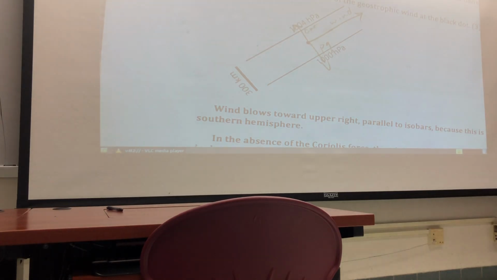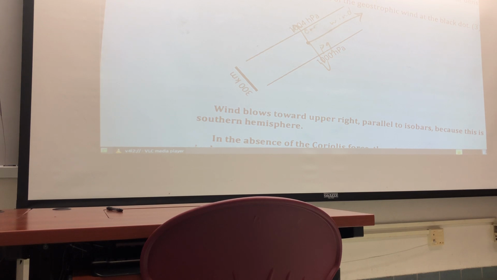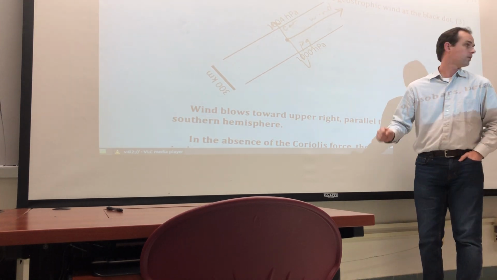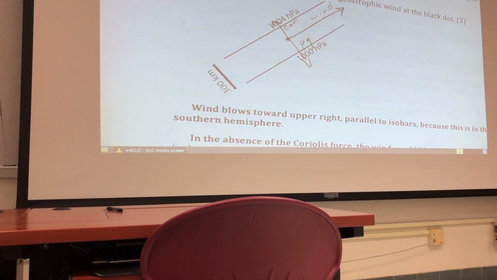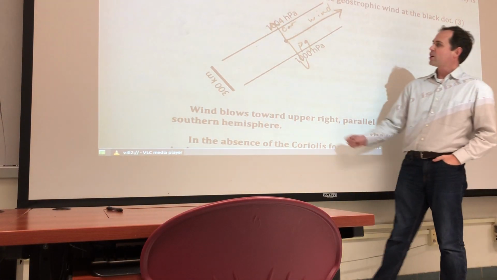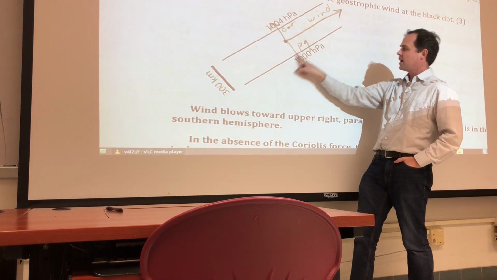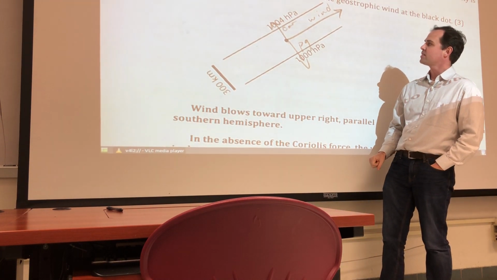But the question says, the diagram below shows the isobars at the surface at 30 degrees south. Gives you the air density is 1.2 kilograms per meter cubed. It says draw the direction of the geostrophic wind. And so let me just come over here. Okay, so we're given a pressure field here where it's a line of 1,004 hectopascals, the higher pressure, and the lower pressure is 1,000 hectopascals.